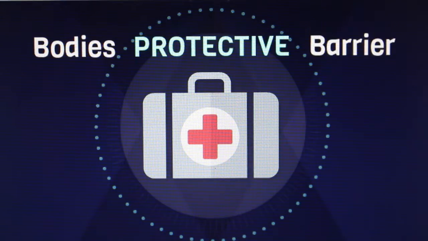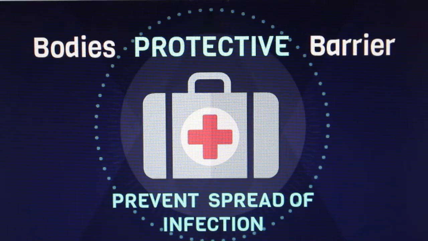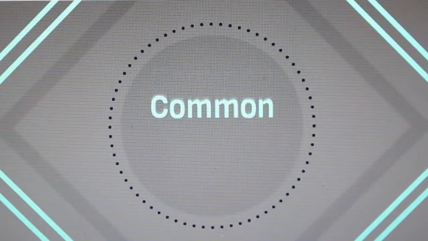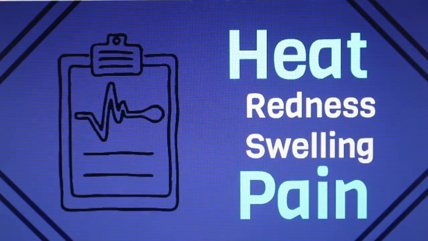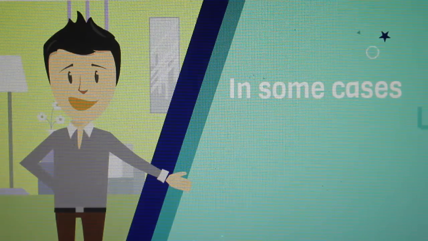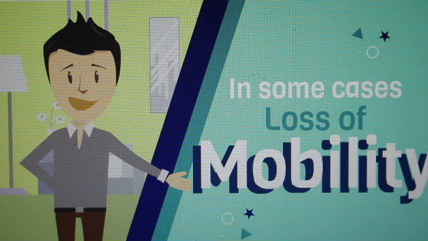This response is the body's protective barrier to prevent the spread of infection to other tissues and cells in the body. Common characteristics and symptoms include heat, redness, swelling, and pain. In some cases, inflammation can also cause a loss of mobility in the affected area.